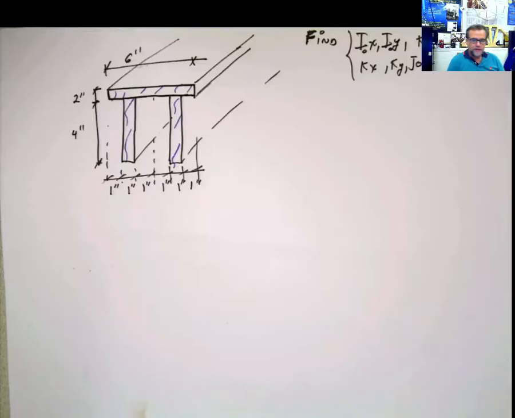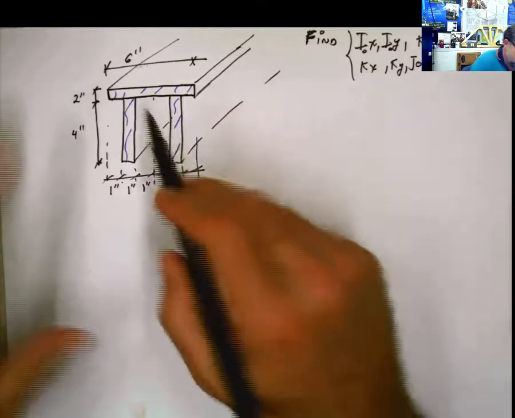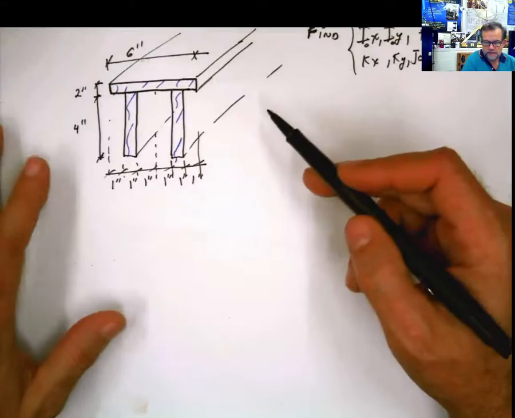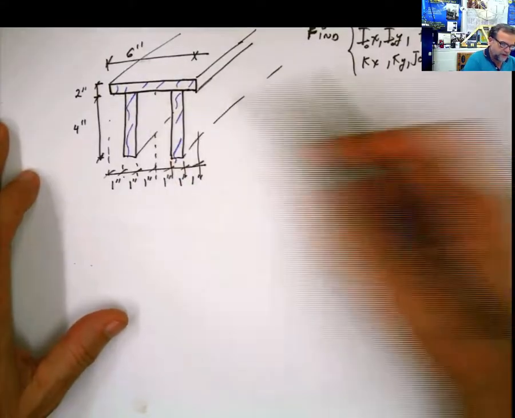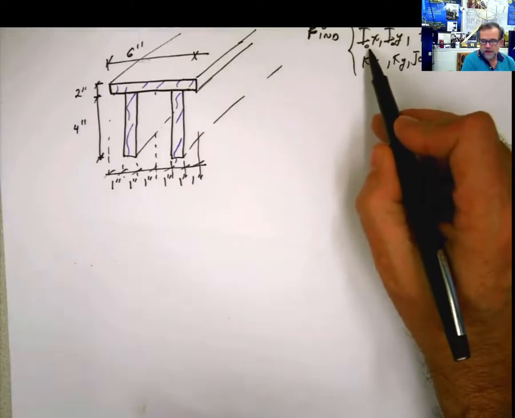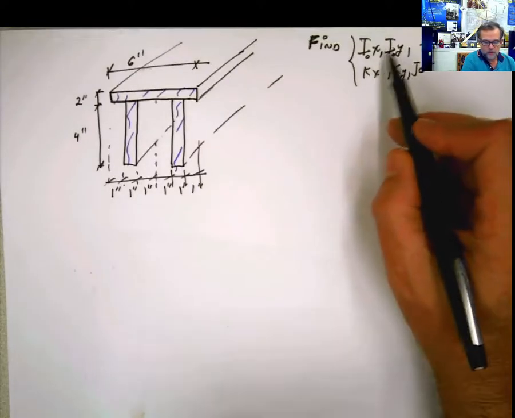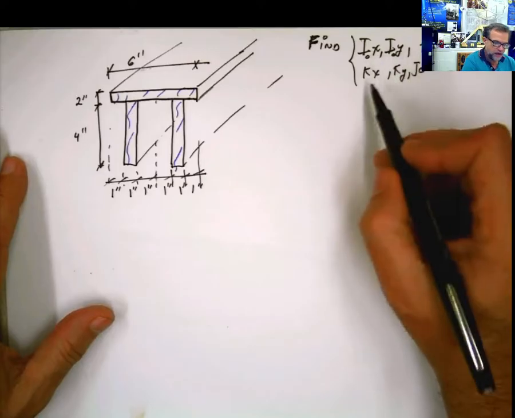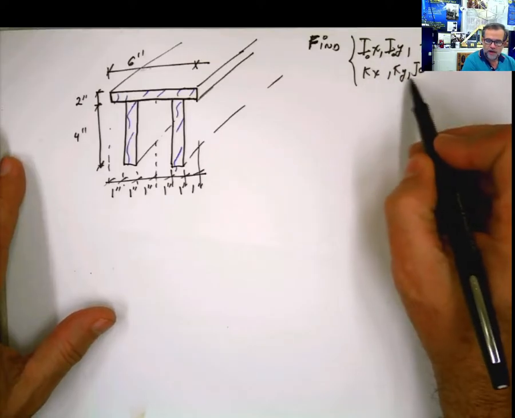Hello guys, I'm going to solve a problem of moment of inertia for composite figures, and let me show you what the problem looks like. This is going to be the problem that we have to do. We have this section which is part of a beam, a composite beam made out of these 3 planks, and we have to find I sub 0 x and y, the centroidal moment of inertia, that means with respect to the centroid, and also kx, ky, and j0.